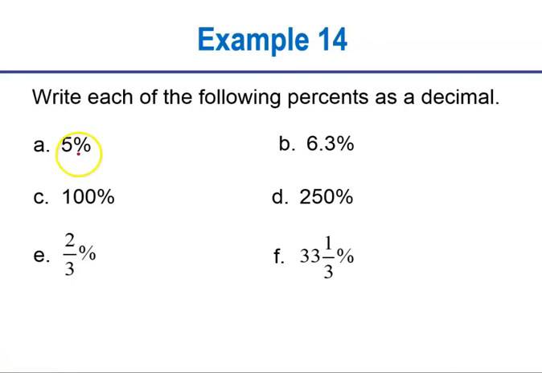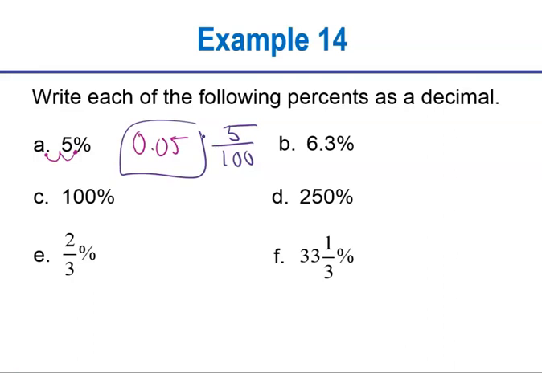Here we go. So where is the decimal? Well, it's right here. If I move 2 places to the left, it's going to be 0.05, and I remove the percent sign. Now, another way to think about that, in terms of fractions, which I really prefer, the percent just means out of 100. So if we have 5 out of 100, that's exactly what this is, 5 hundredths.